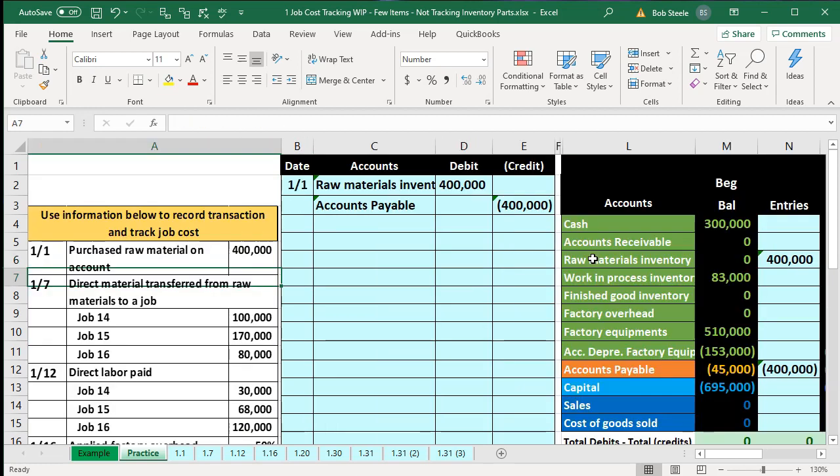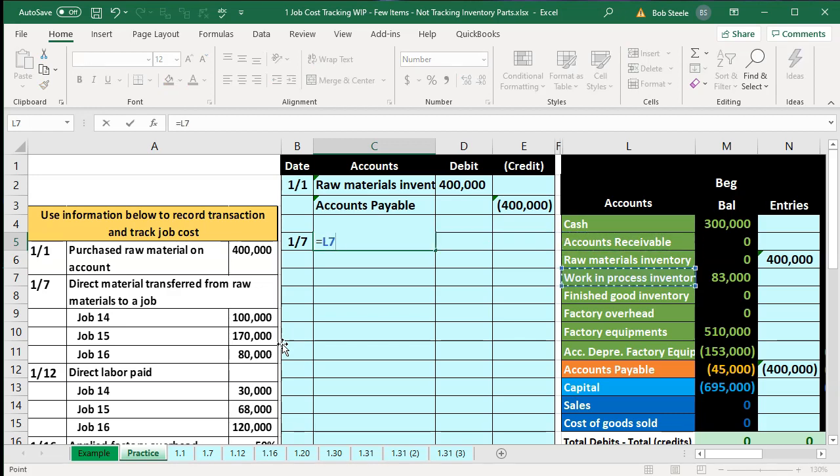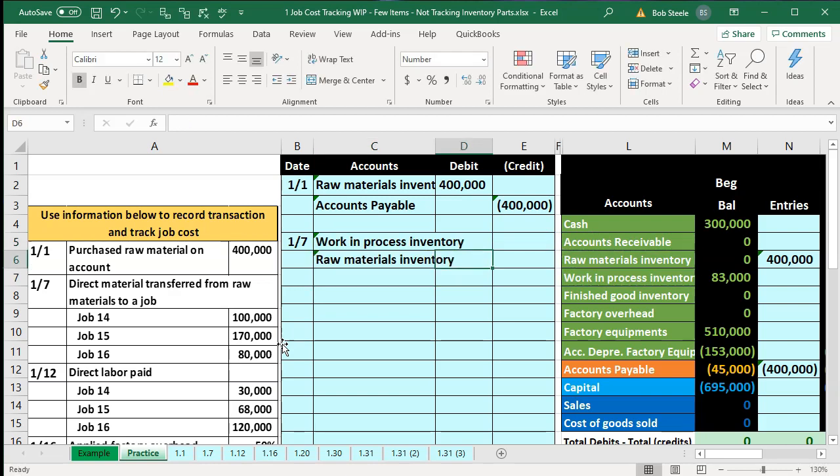Next item, we're going to say that direct materials transferred from raw materials to the job. So now we're going to take this stuff out of raw materials and transfer it to the job. The jobs will be 14, 15, and 16, adding up the 100,000, the 170,000, and the 80,000. In terms of a journal entry, we can do this with one journal entry. It's going to go into the work in process. It's going to come out of the raw materials inventory. And that's going to be for the amount equal to 100,000 plus 170,000 plus 80,000. That's the debit and credit format.